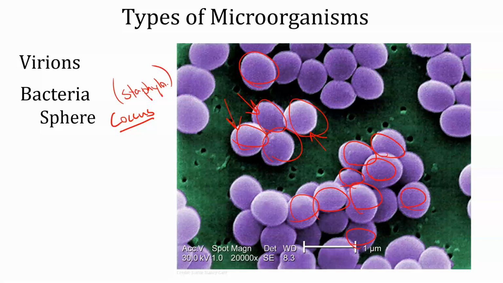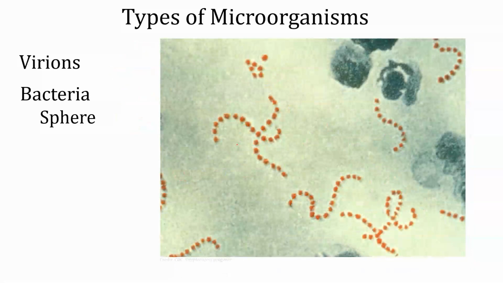Okay, you could also have a streptococcus, and strepto would mean that it's little spherical balls, but instead of being in clusters, it's more like a chain. So it would look something more like this. This is Streptococcus pyogenes, the bacterium that causes strep throat.